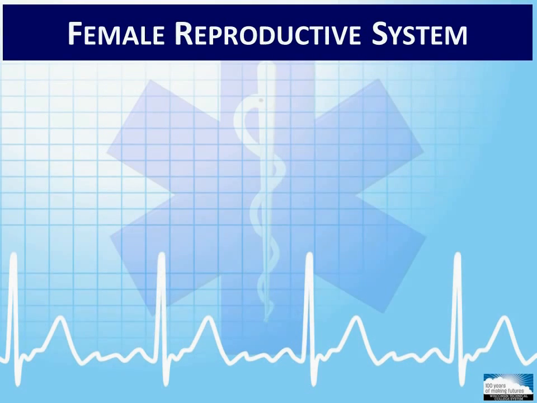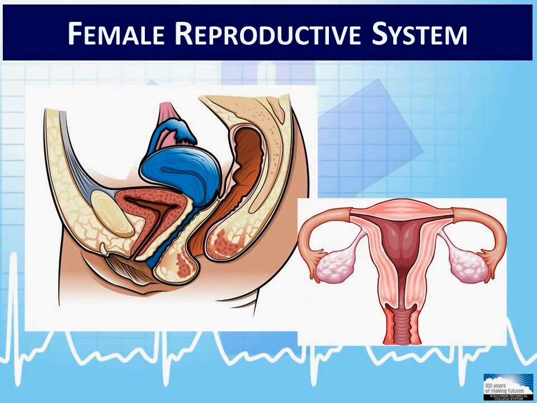As the reproductive systems vary between men and women, we will look at each independently. Beginning with the female reproductive system, we will first identify the ovaries. These are the female sex glands. They produce the hormones estrogen and progesterone. They are also responsible for the development and release of eggs for reproduction.